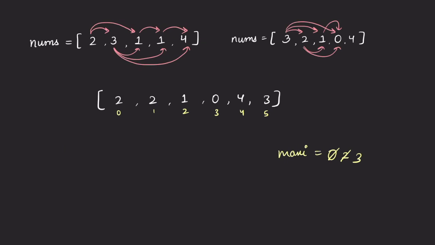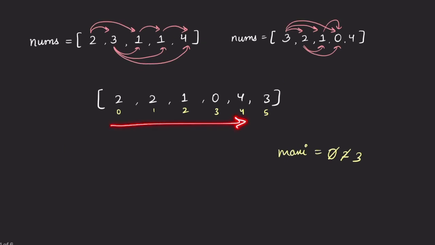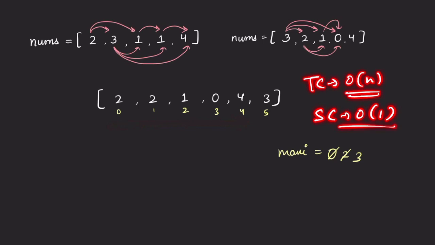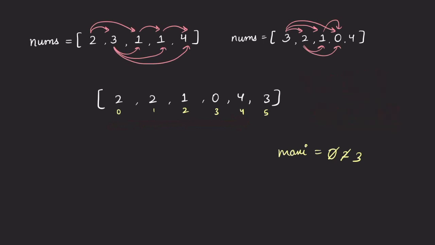This is a greedy approach. We are just traversing in our nums array. So it is a linear time complexity code. It will be order of n. This will be our time complexity. And space complexity will be constant. We won't be taking any extra space, right?